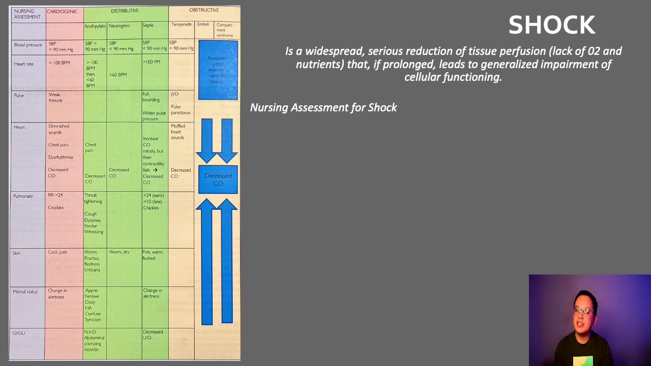Next is the gastrointestinal and genitourinary. For patient with distributive anaphylactic, na nausea, vomiting, abdominal cramping, and incontinence. And for septic, na decreased in urinary output. Pilagay itong urinary output, 30. Okay, less than 30, report to your physician.